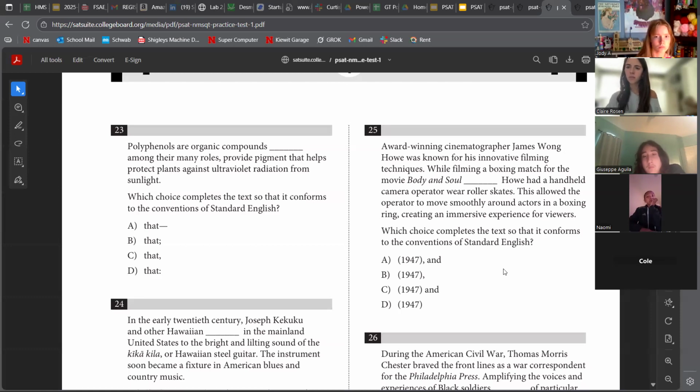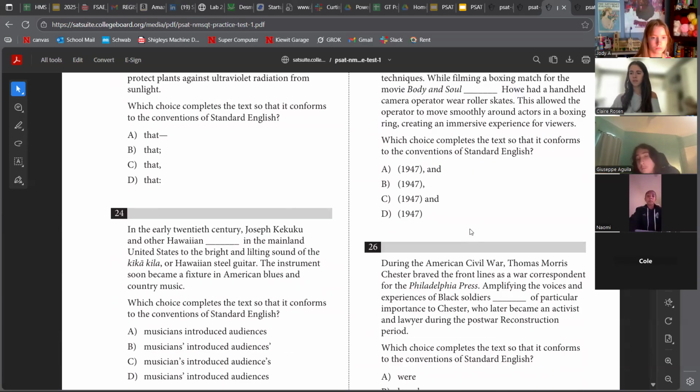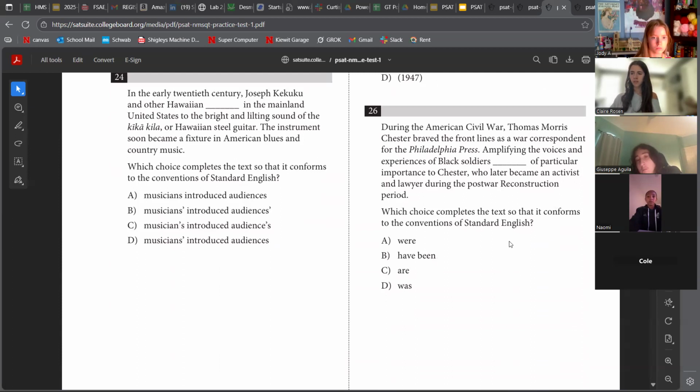Macy, what do we think for this one? B. Yep. So that first part there is the introductory phrase. It's a dependent clause. While filming a boxing match for the movie Body and Soul. So it needs something after that to complete the sentence. And the second part, How had a handheld camera operator wear roller skates? That is the independent clause. So we need a comma to separate those. Okay. 26.